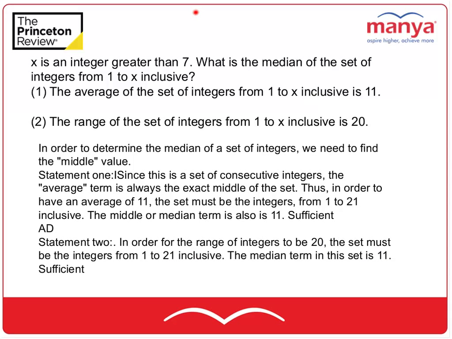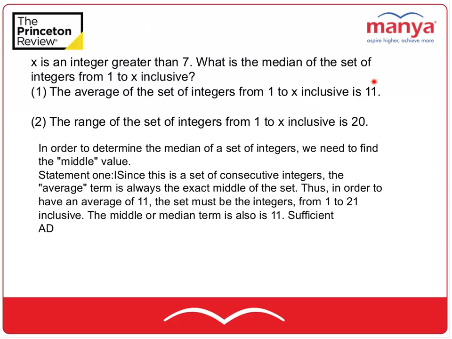The second one: the range of the set of integers from 1 to x inclusive is 20. So what is range? Highest value minus lowest value. If my range has to be 20 and 1 is included there, what will be my highest value? 20 plus 1, 21. So my x value will be 21.